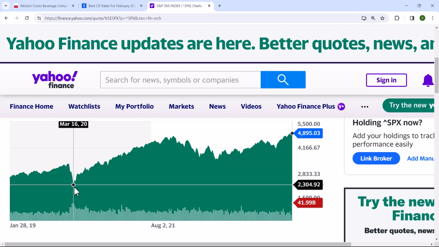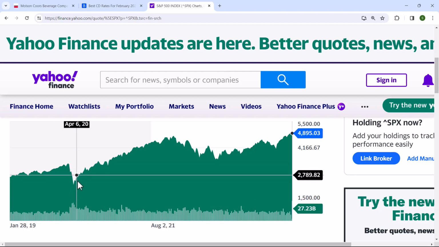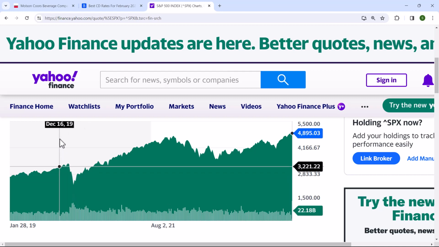And you see it lasted just a few weeks, and then it started coming back up again. What happened here was that investors got very scared. Things were shutting down. People didn't know what the response was going to be and how bad this would be. And so the market risk premium increased dramatically at that time.